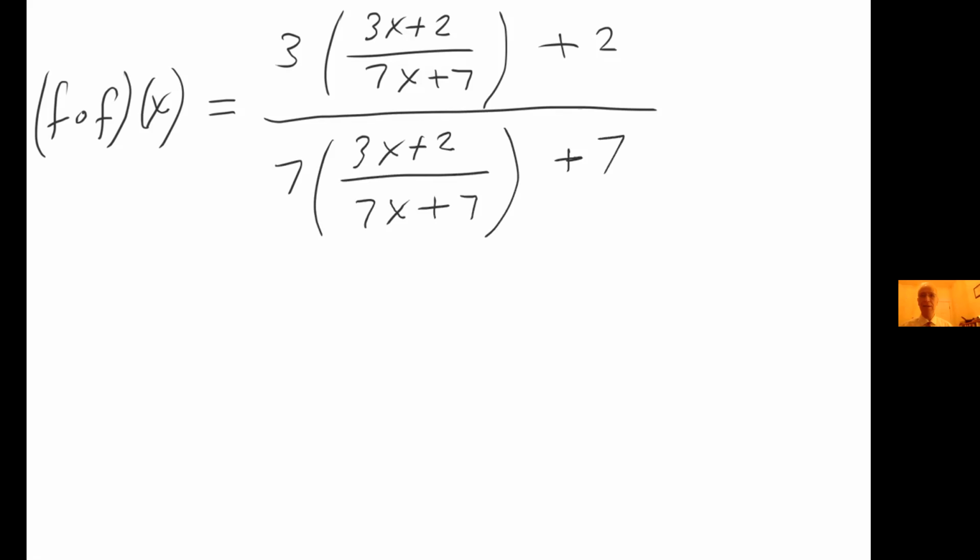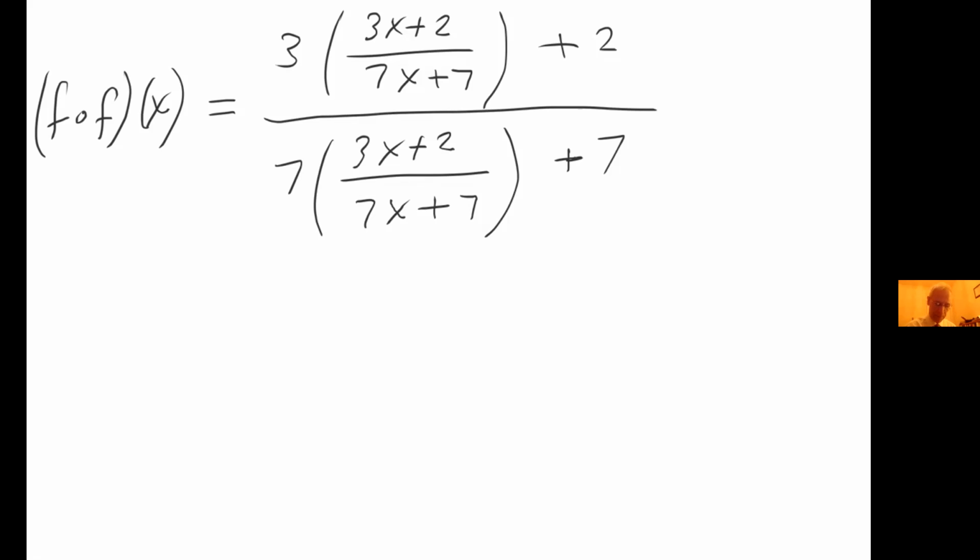Now, of course, we cannot leave it here. In this level of math 141, we are expected to simplify all the way. So the easiest way, at least in my mind, is to multiply the top and bottom of this fraction by the LCD, the least common denominator, which is 7x plus 7.